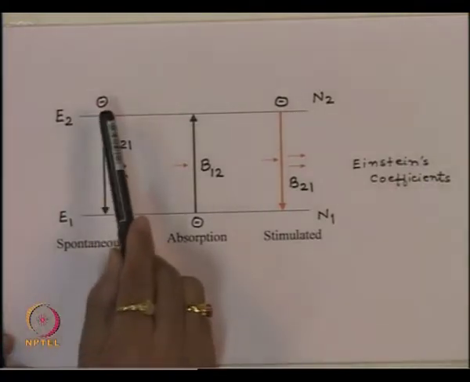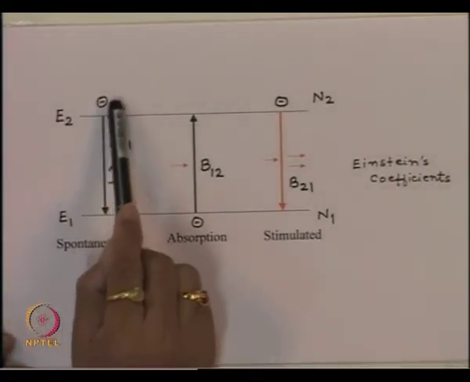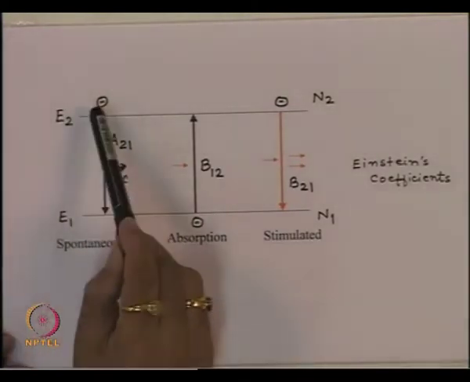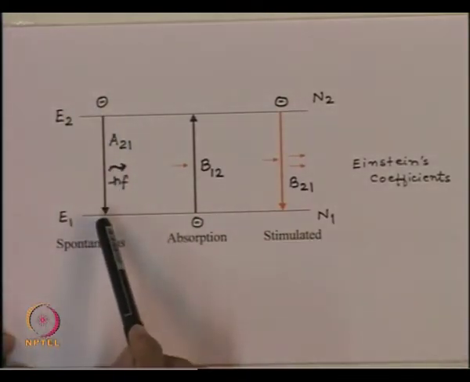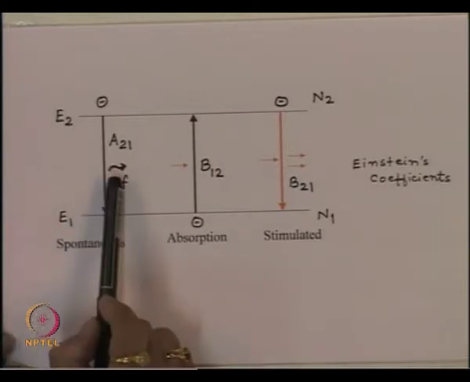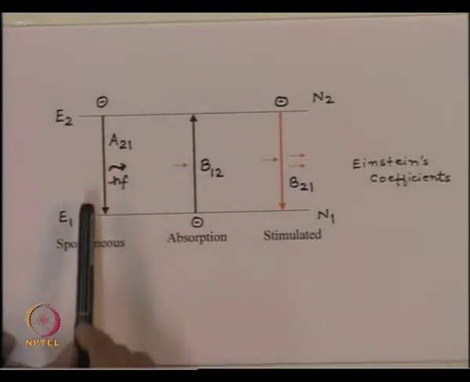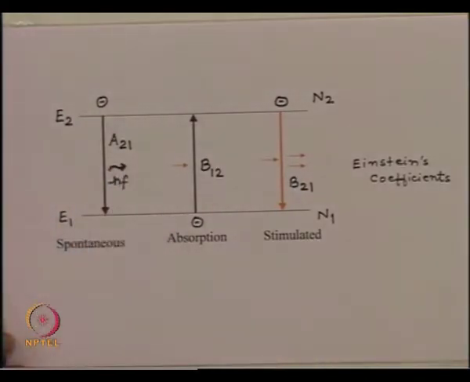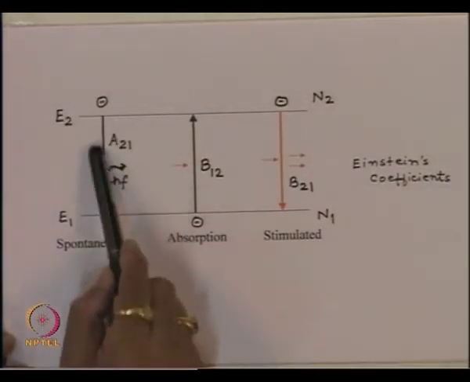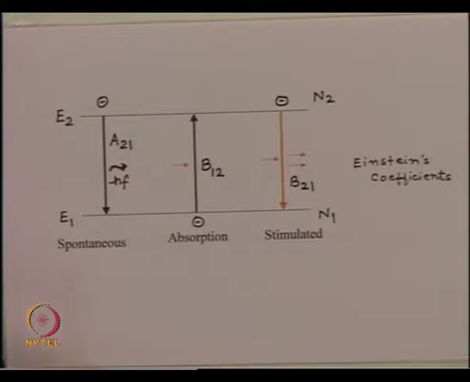We saw that if the electron is in the excited state, then naturally it has a tendency to relax to the lower energy state, and in this process the energy difference is released in the form of a photon, and this transition probability is given by this parameter A21.